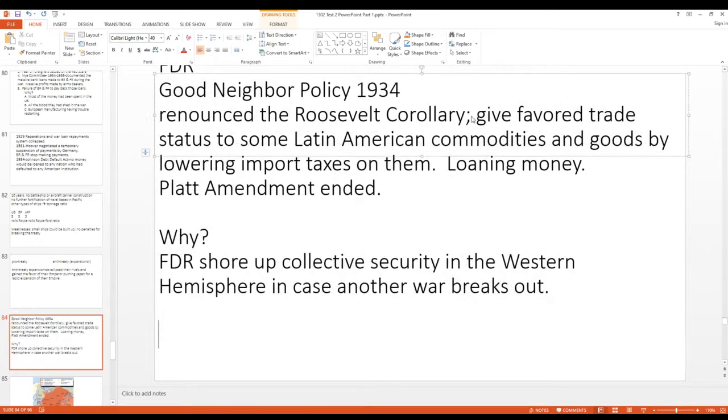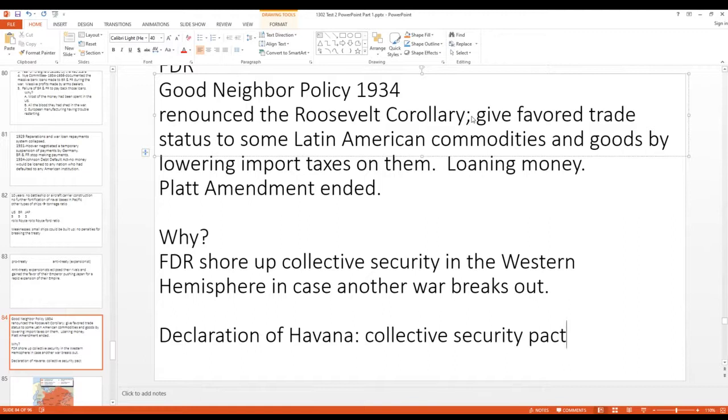And eventually, we did get a collective security agreement with the Western Hemisphere between the United States and its neighbors to the south. Remember, collective security means that if you attack one member, you attack all the members. And so we're able to get that as part of Roosevelt's good neighbor policy.